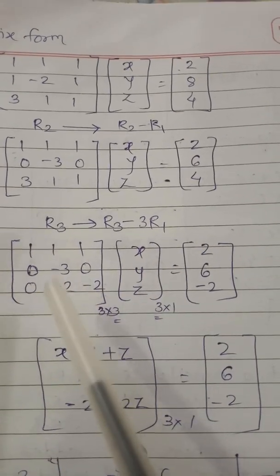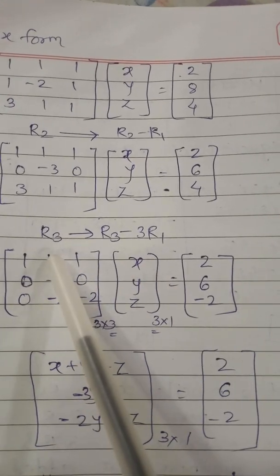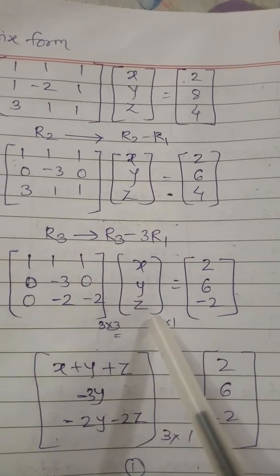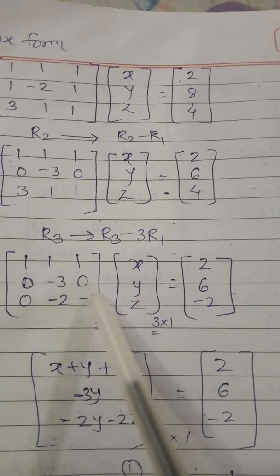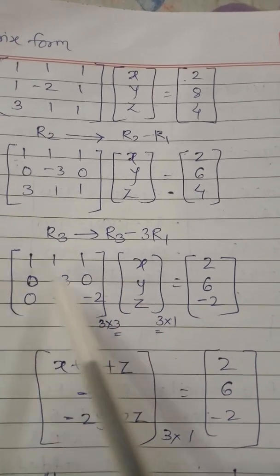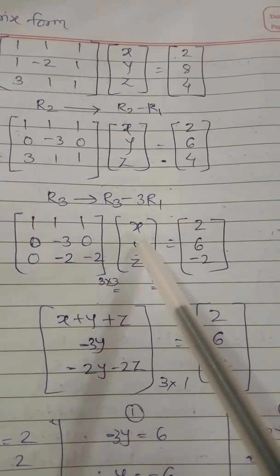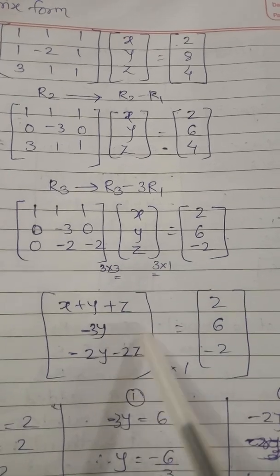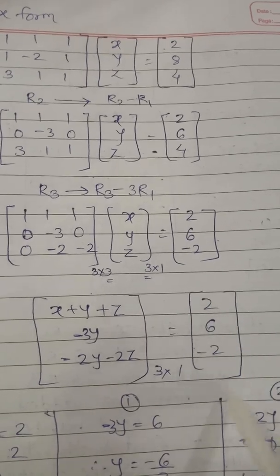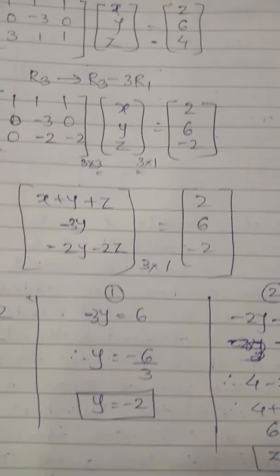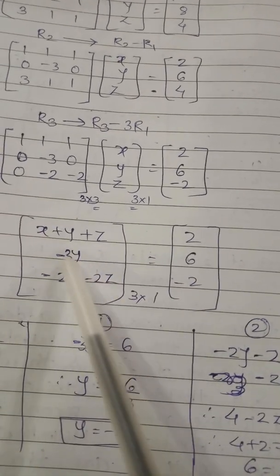Now here we can also take the product of these two. So we get 1x plus 1y plus 1z. Next, again 0x minus 3y plus 2z. Don't write 0, you can directly write minus 3y. Next again minus 2y and minus 2z. So this is the matrix of order 3 by 1, and this matrix is as it is, that is 2, 6 and minus 2.